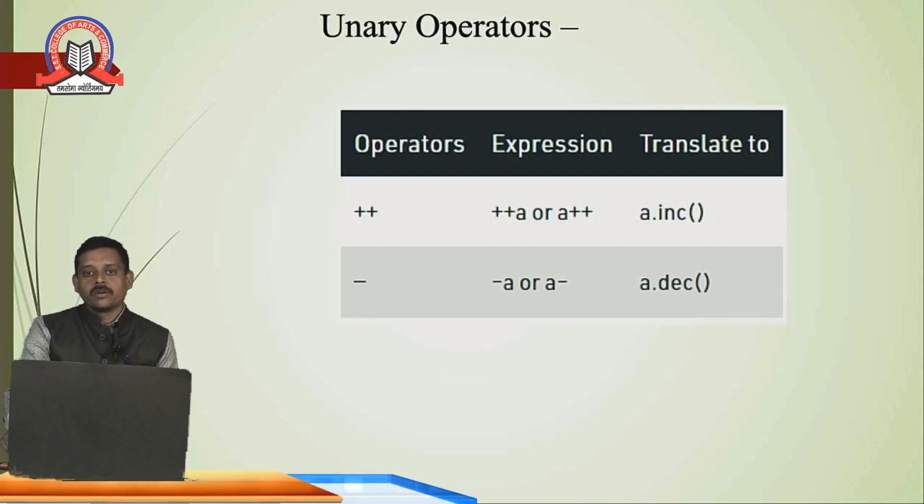Similarly, in different languages like Java or C++, we use the same expression, a plus plus or a minus minus. It will increase or decrease the value of the variable by 1. So if I use A plus plus, it will increase the value of A by 1, and if I use A minus minus, it will decrease the value of A by 1.